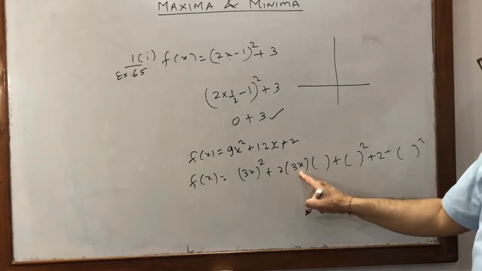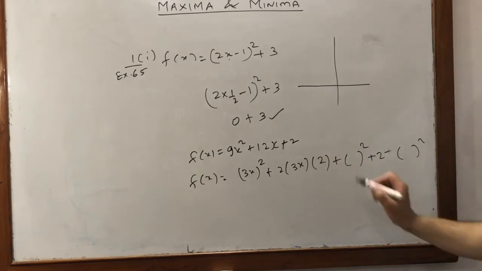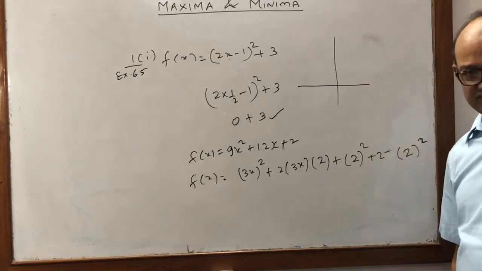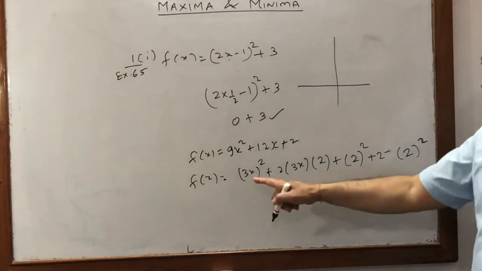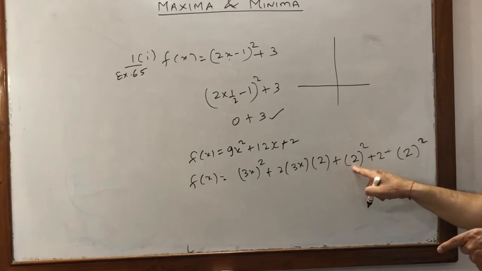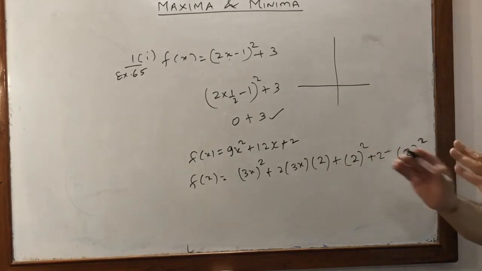2, 3, 6. We need here 2 more. It means 2. This is a simple class 5th or 6th question. How to make a perfect square: a square plus 2ab plus b square. What we have added? 2 square. Subtract 2 square. Balance equal.